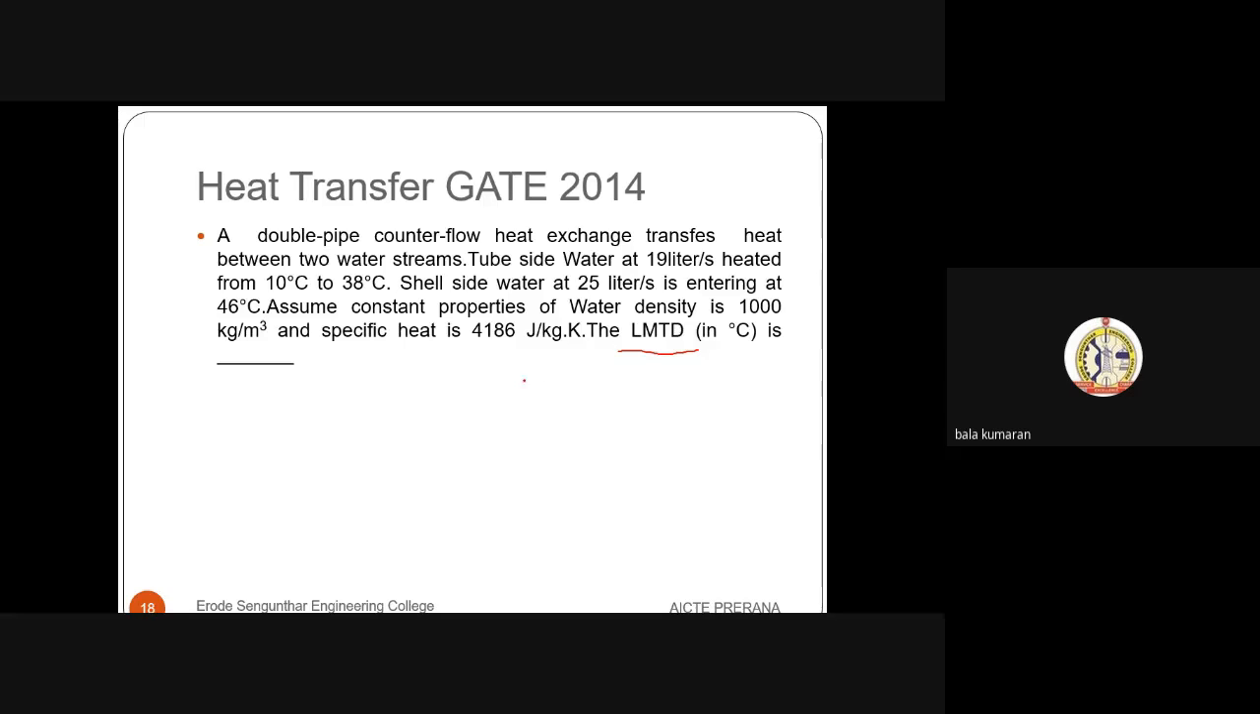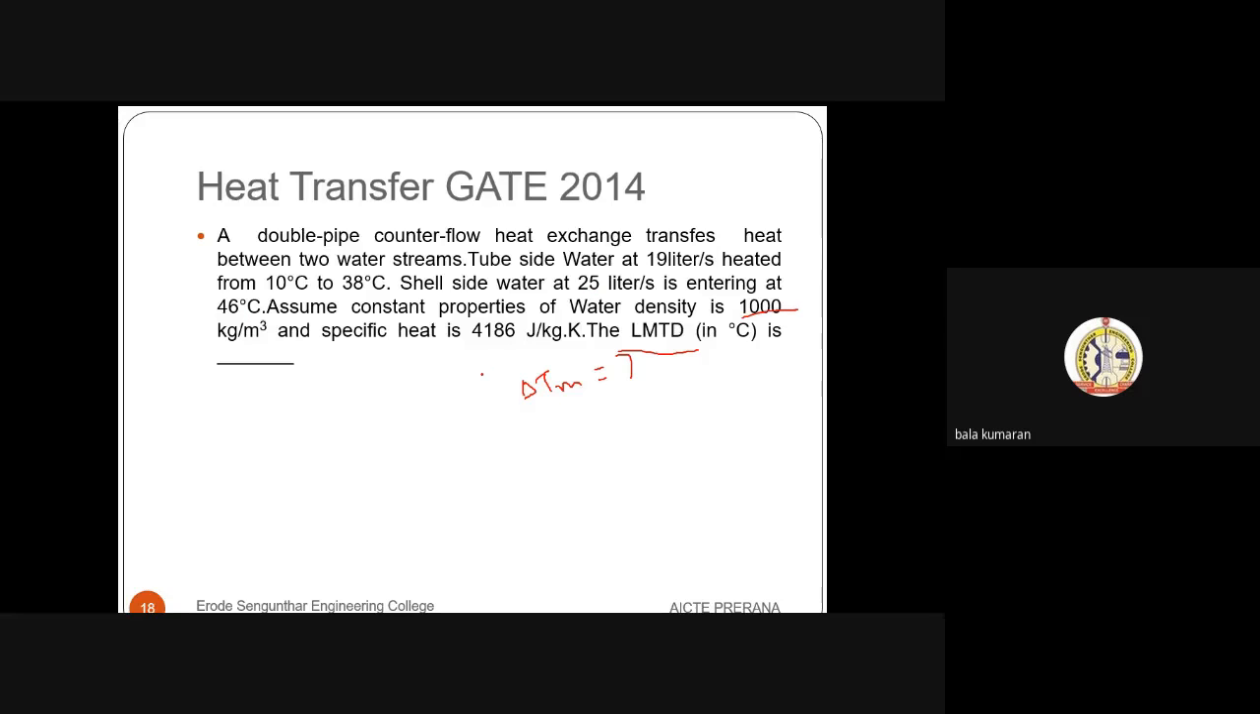The formula is delta Tm is equal to the formula. That formula is a simple formula, which is known as (capital T1 minus small t2) minus (capital T2 minus small t1), divided by ln of (T1 minus t2) divided by (T2 minus t1). They have given you water density. They have given you three temperatures.